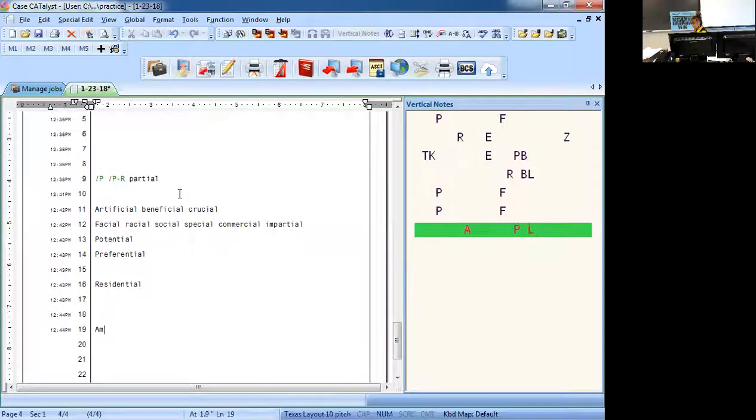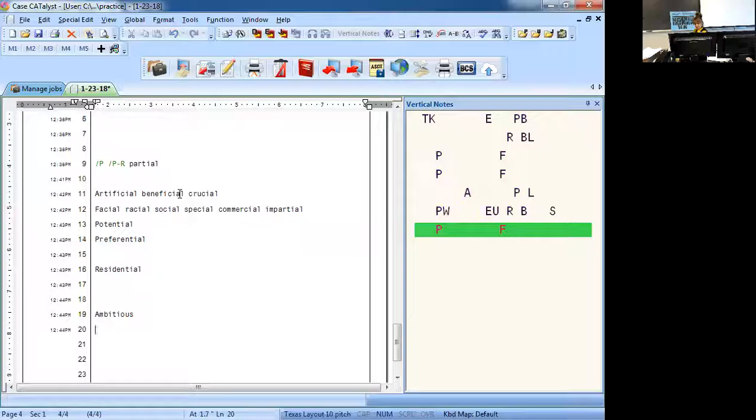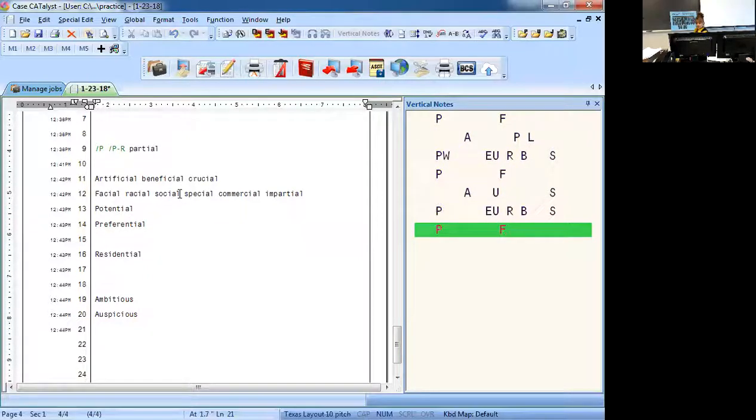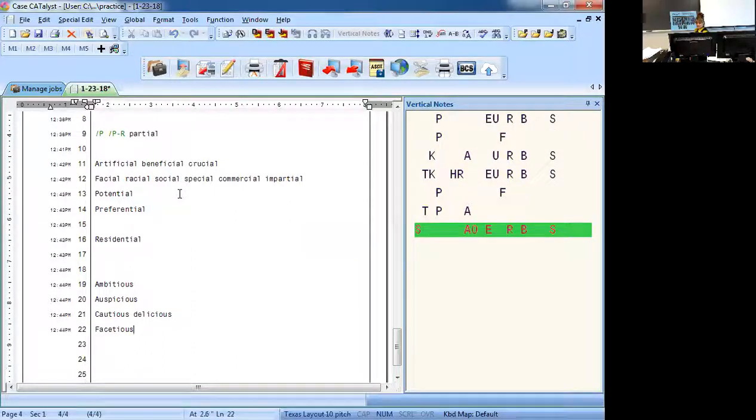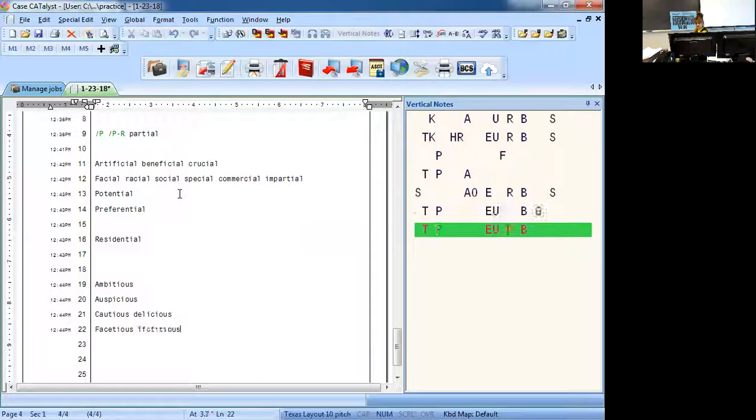So we've got ambitious, we've got auspicious. You have to sound them out, where to break them up. Cautious, 1 stroke. You have delicious, it's in brackets, use it. Facetious, use it, 2 strokes. Fictitious, 2 strokes. Precious, 1 stroke.